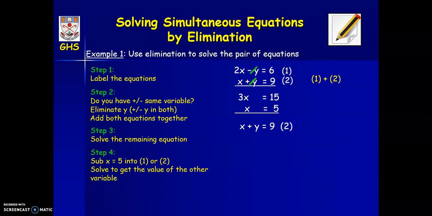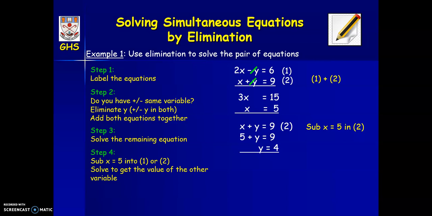So replace the x with 5, and we get 5 plus y equals 9. And all we need to do now is solve that simple equation again. So take the 5 over, y would be 9 take away 5, so y is equal to 4. Now we have the y coordinate.